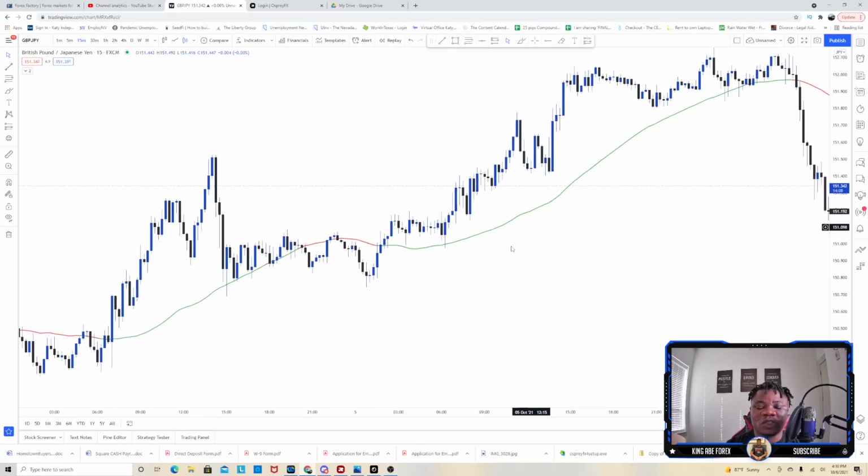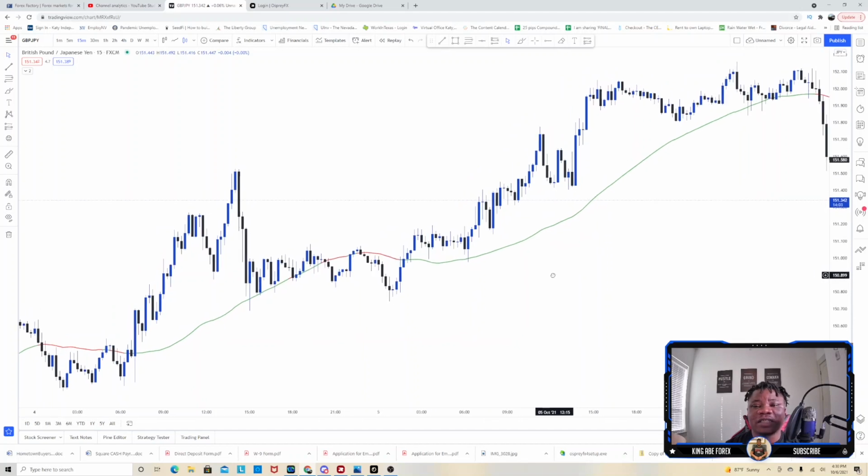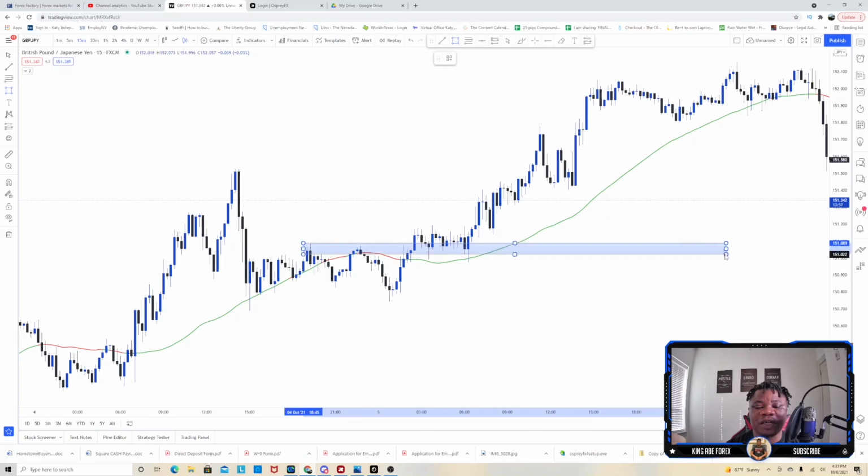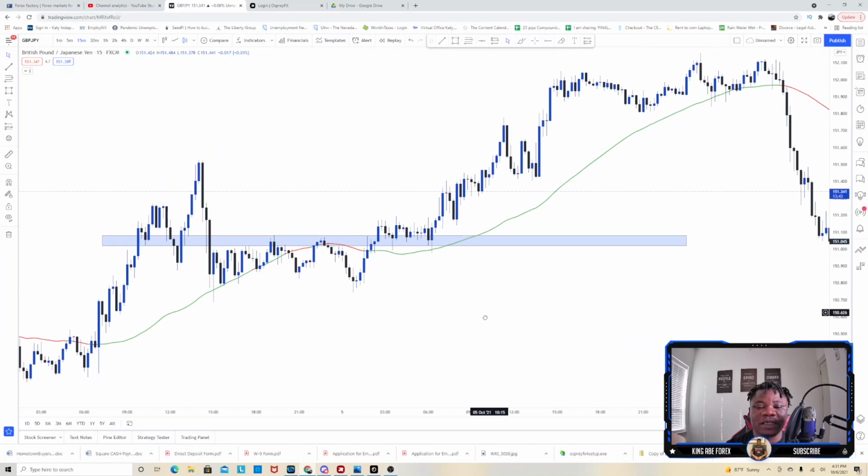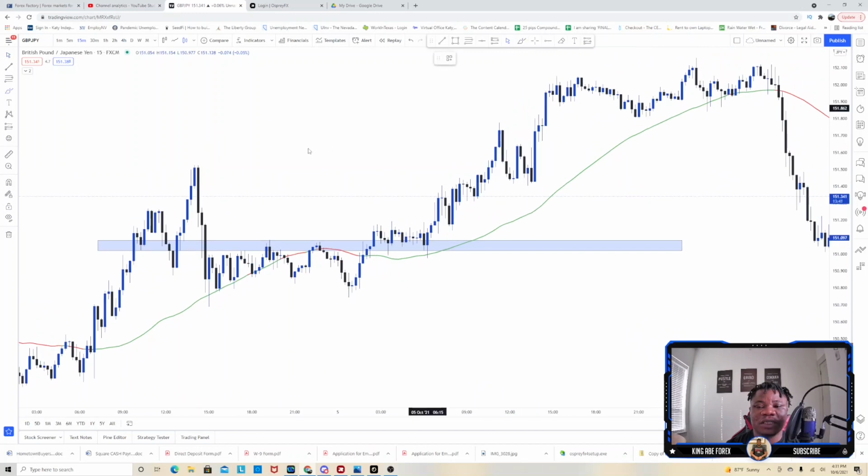Once we have that first confirmation to take a buy position, our second and final confirmation is we need price to break above our resistance zone. That's the second and final confirmation that we need in order for us to take a buy position. And if we look at this buy right here, we can see that previously support then became resistance.